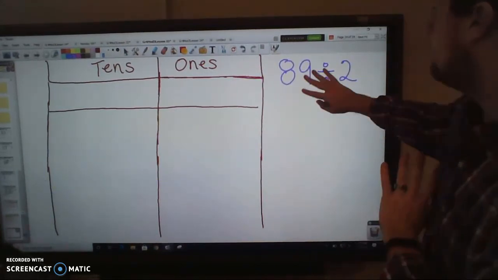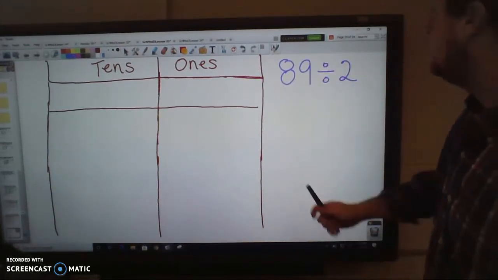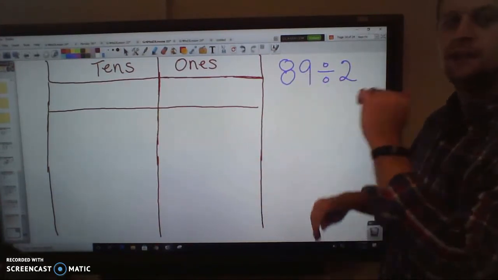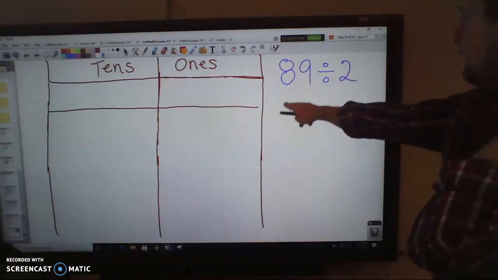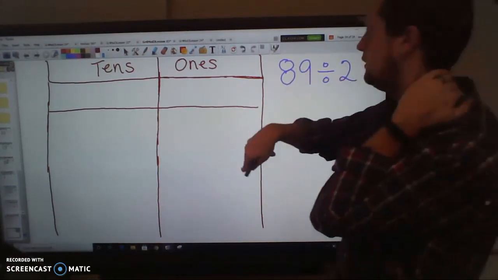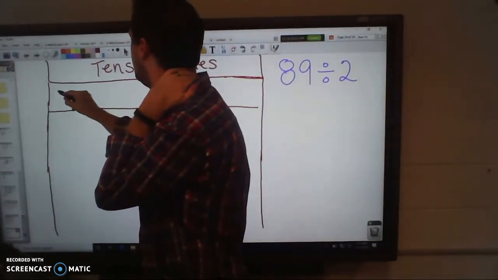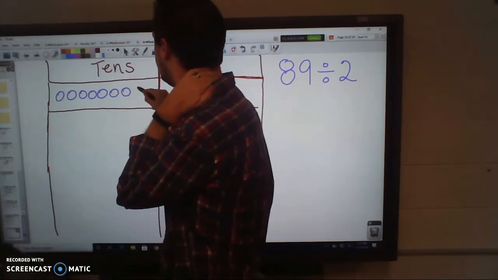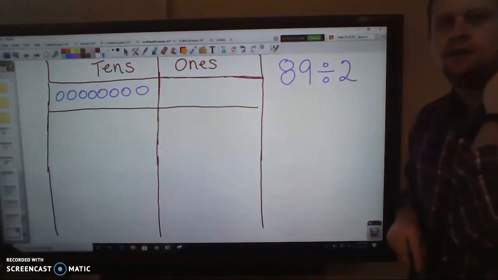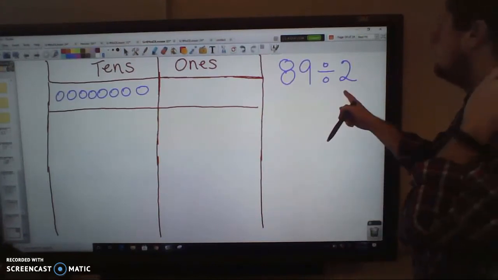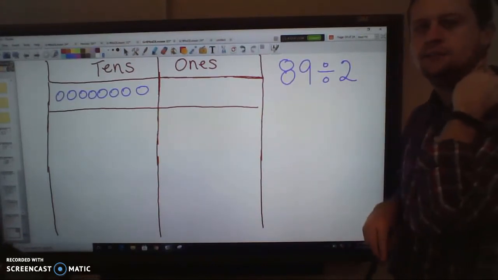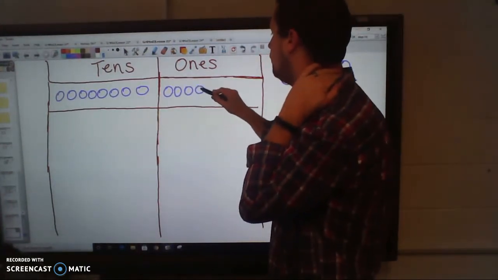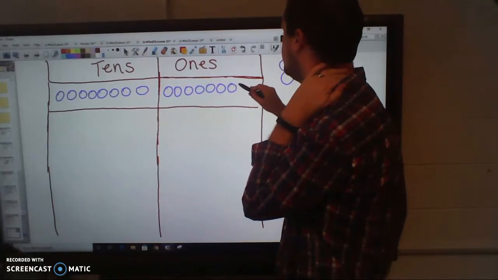So we're just going to look at a bigger number now, because I want you to realize that we don't want to draw 89 for our array. That's why we're doing our place value disk today. So I've got 8 tens and 9 ones. So I'm going to draw 8 tens over here. 1, 2, 3, 4, 5, 6, 7, 8. Okay. Now I'm going to go to 9 ones. 1, 2, 3, 4, 5, 6, 7, 8, 9.